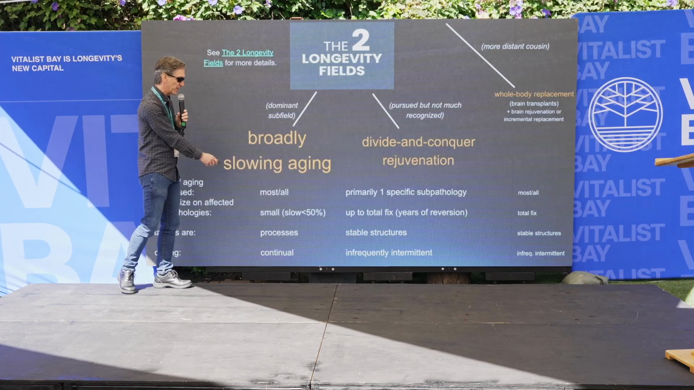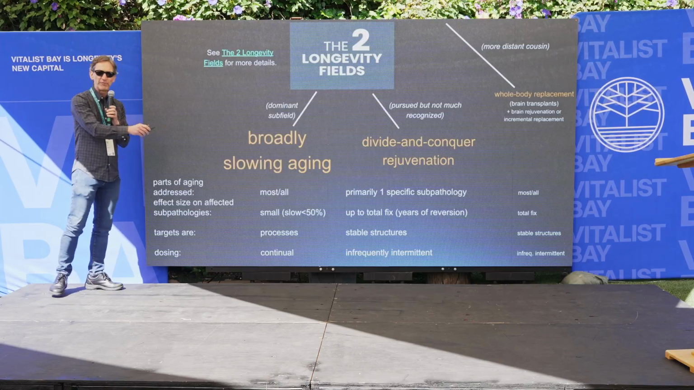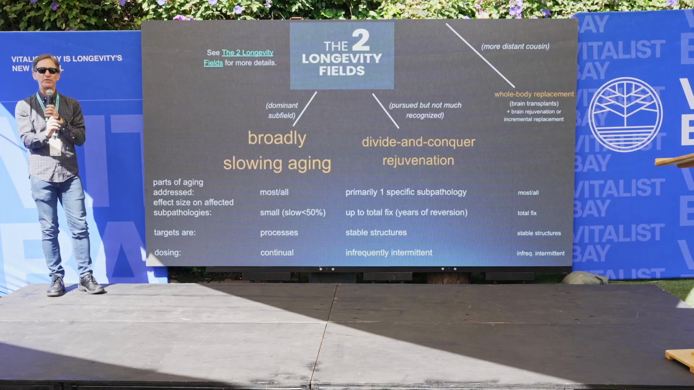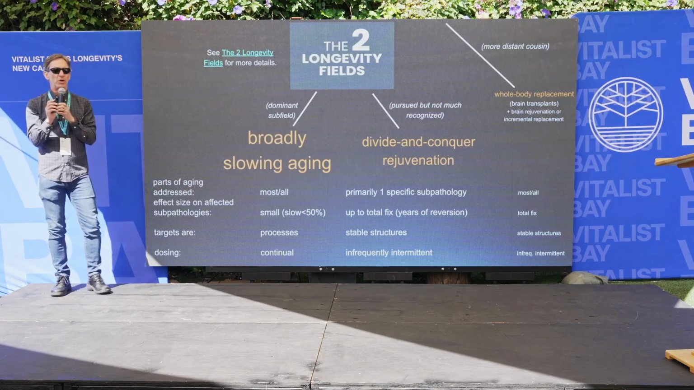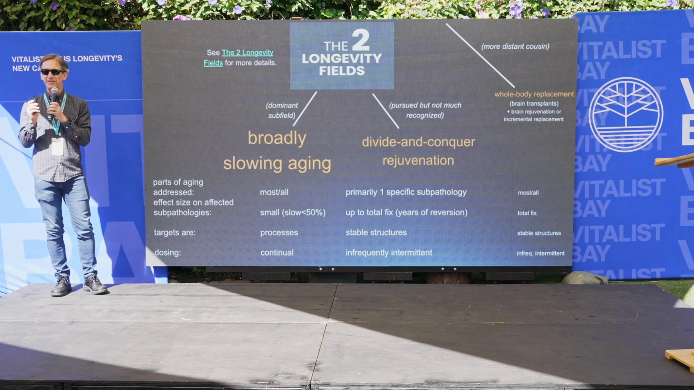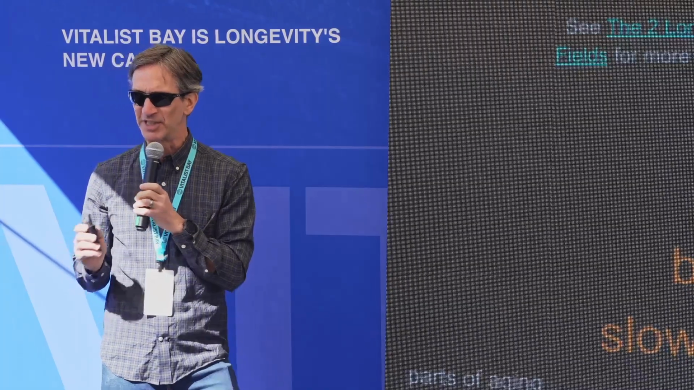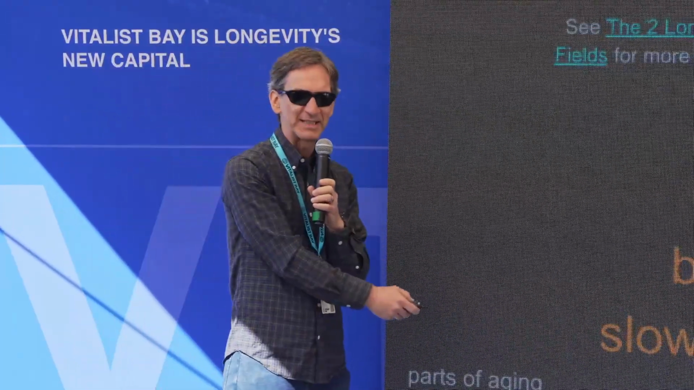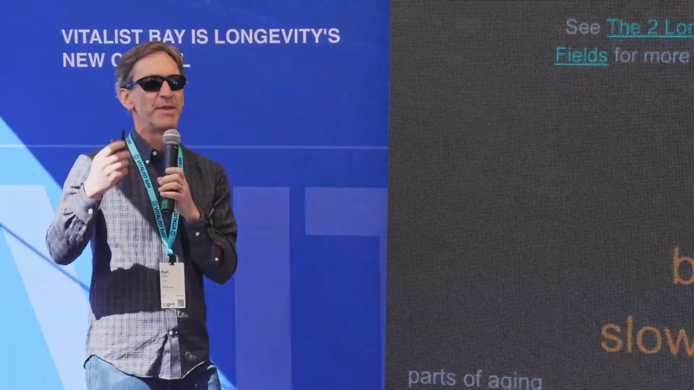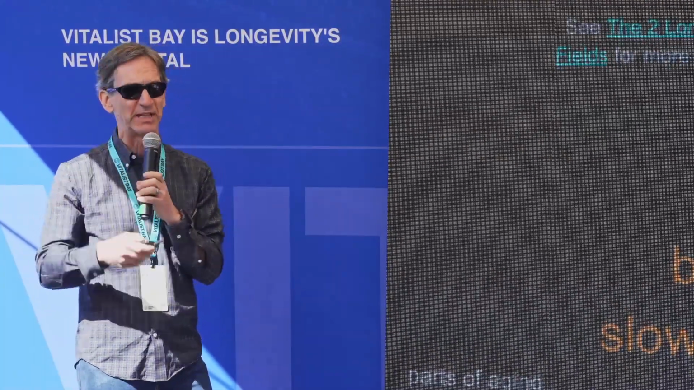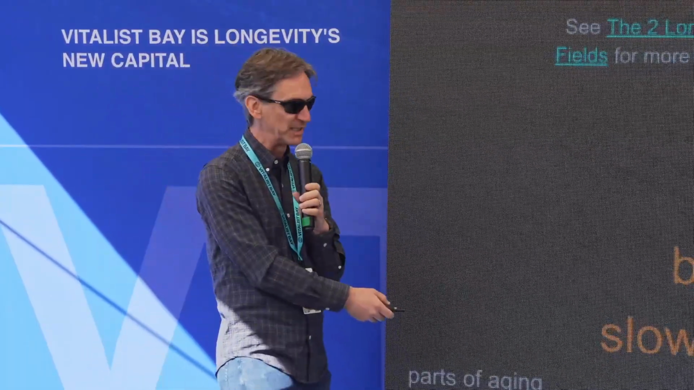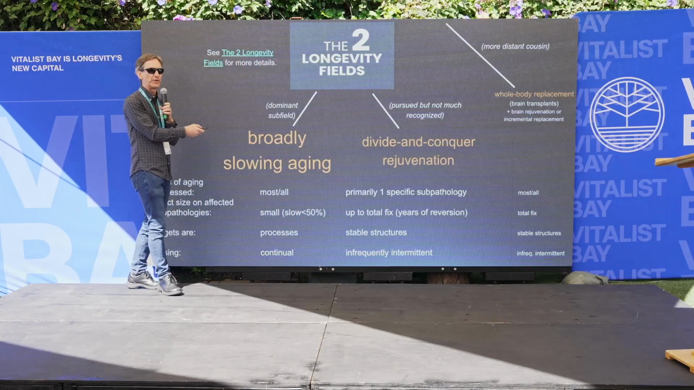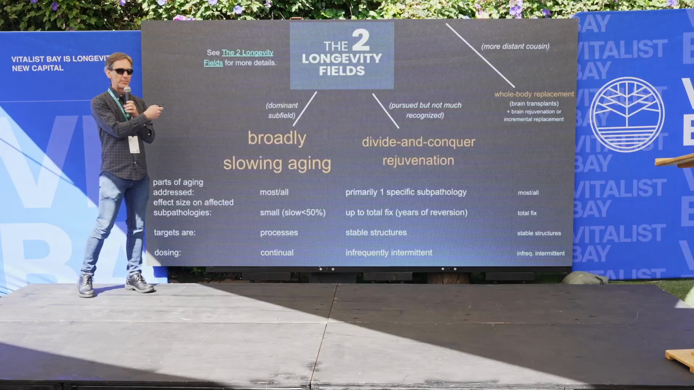But some other litmus tests: with the broadly slowing approaches, generally the target is a process, whereas with the divide and conquer damage repair style rejuvenation approaches, the target is a stable molecular structure. And so that's a very clear distinction that hardly anybody ever discusses in the field. mTOR is a process. AMPK is a process. The whole complicated ball of metabolism that most interventions that can be proven to extend lifespan by themselves are hitting are these processes. Whereas long-lived senescent cells are a structure. Long-lived, stable, misfolded proteins are a structure. So there's a whole bunch of these structures.